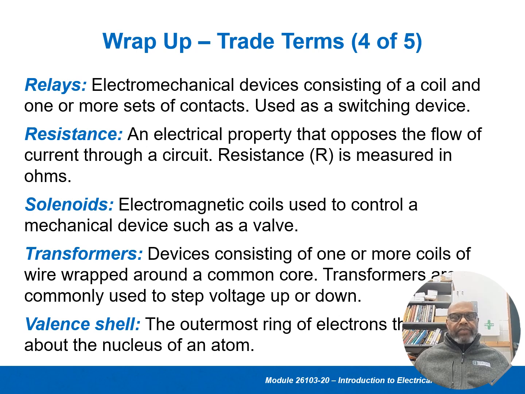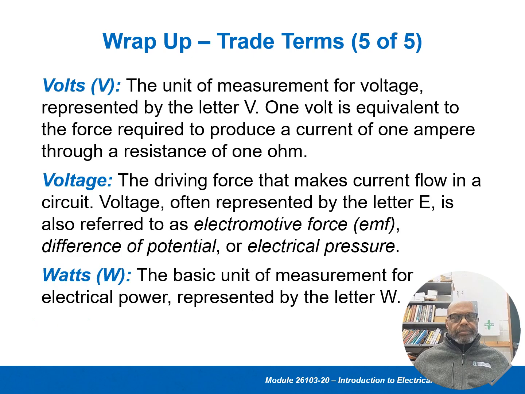A transformer is a device that either steps up or steps down the voltage. In other words, a step up transformer will increase the voltage higher than the input, and a step down transformer will decrease the voltage to less than the incoming voltage. A valence shell is the outermost shell of an atom. And of course, when it comes to current flow, anything with very few electrons in its outer shell becomes a good conductor.